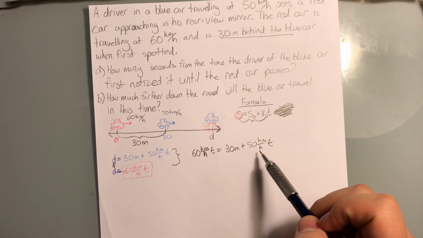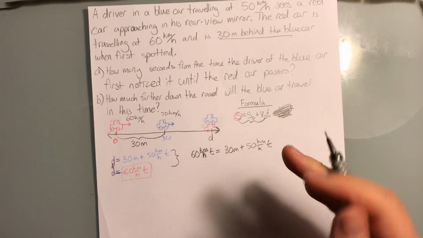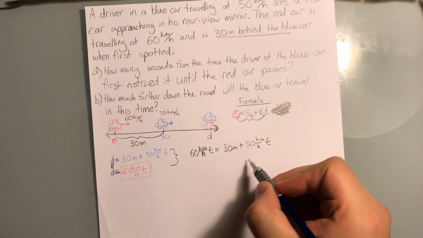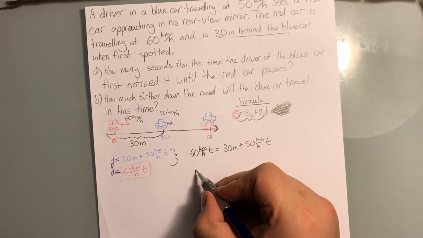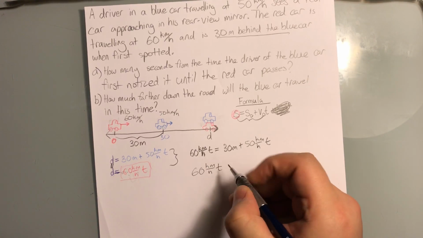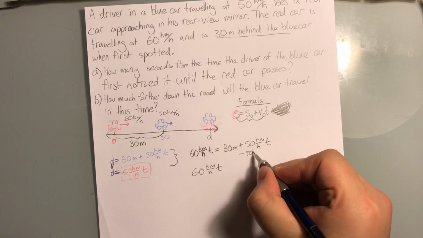And right here, you want to isolate t because we're looking for time, the time when the red car passes the blue car. So you could bring all the t's to one side. So you get 60 kilometers per hour t. This is going to be minus, right? Minus 50.